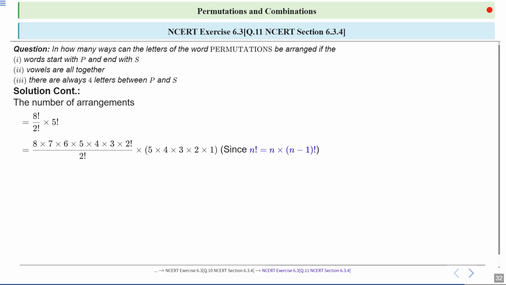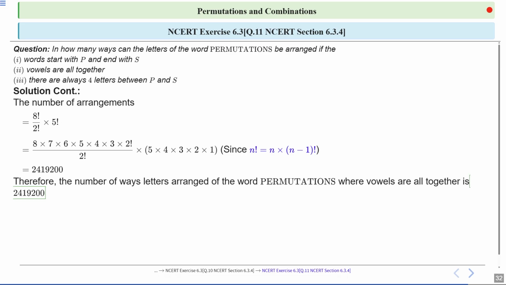Since n factorial is equal to n times n minus 1 factorial, this is equal to 8 into 7 into 6 into 5 into 4 into 3 into 2 factorial upon 2 factorial, multiplied with 5 into 4 into 3 into 2 into 1. Simplifying further, we get 2419200. So the number of ways the letters of the word PERMUTATIONS can be arranged where the vowels are all together is 2419200.